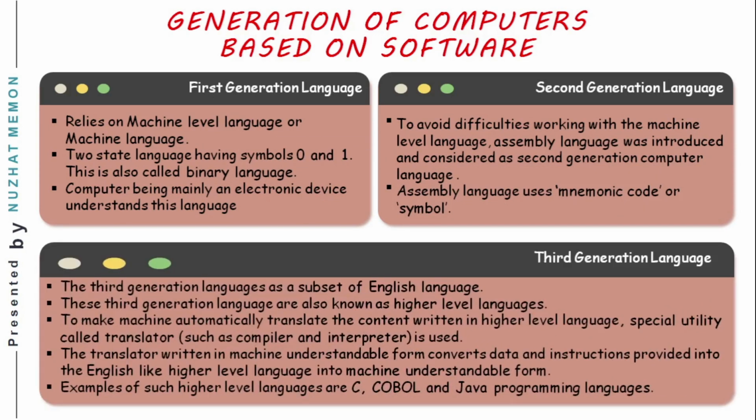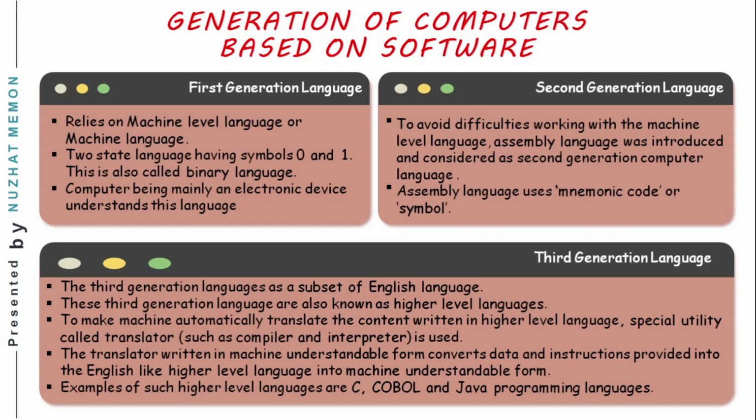The third level languages are a subset of the English language. Compared to both of these languages, binary level language and assembly language, third generation languages were comparatively much easier to understand as they had a subset of English language. Now, these third generation languages are also known as higher level languages. To make the machine automatically translate the content written in a higher level language, a special utility called a translator, such as a compiler and interpreter, is used. Now, what does a translator do?